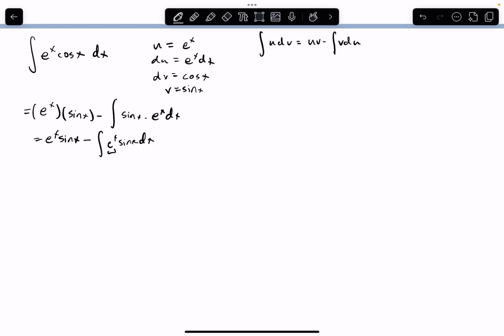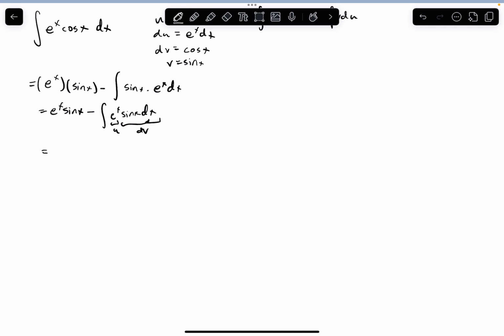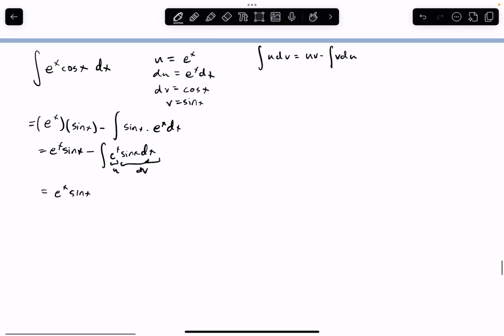Then we apply the same formula. We'll set this our u, this is our dv. We'll call this integral I, okay? Then we'll say I is equal to this minus, we'll do the bracket. We know our u is e to the x again, so e to the x. Now dv equals sine x dx, so if we integrate this, we get minus cosine x.